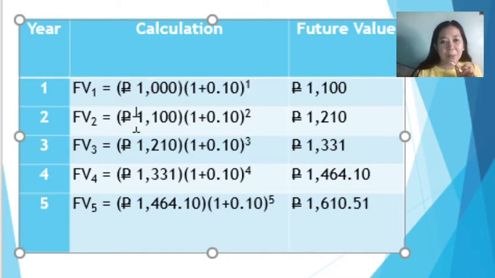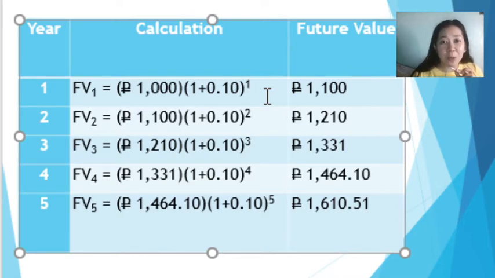To solve for the future value for the first year, that is principal times the interest rate, that is 10 percent as mentioned earlier in the problem, and then the time. Based on our solution, the interest here is equal to 100.